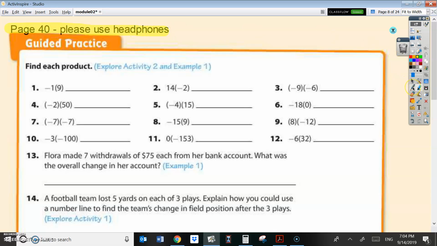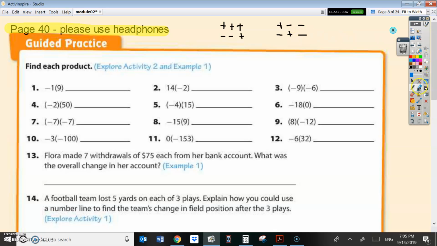Alright, let's do some sorting before we do any multiplication. So what do we know so far? We know positive times a positive is a positive. We know bad things happen to bad people, and that's good. We know good things happen to bad people, and that's bad. And we know bad things happen to good people, and that's bad.